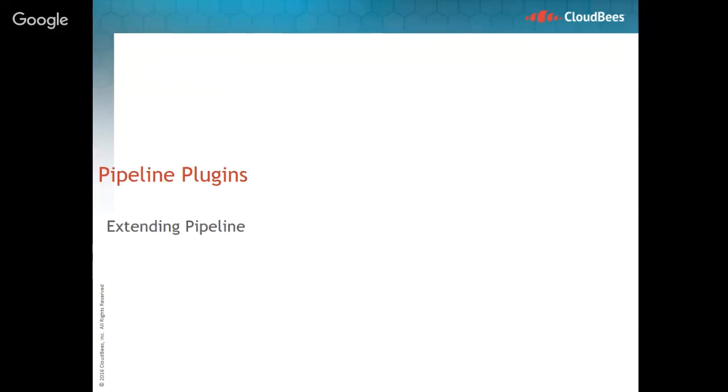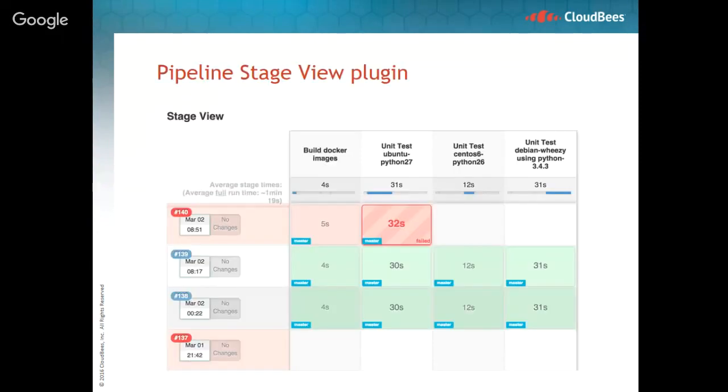We will see about pipeline plugins, the extending plugins. So what happens in pipeline plugins? There are various views in pipeline plugins. This is a stage view. So what's happening with my different stages of the software development lifecycle? You can see which particular stage has failed. Once you run using the pipeline plugin, this is how your screen will look.